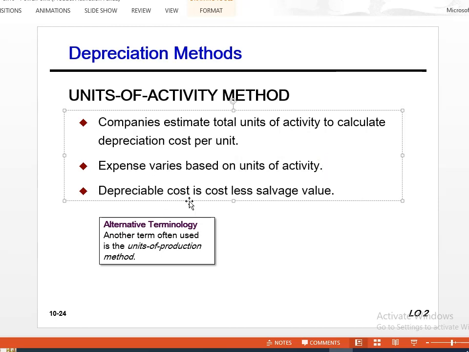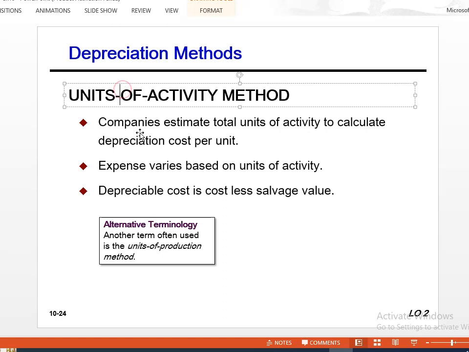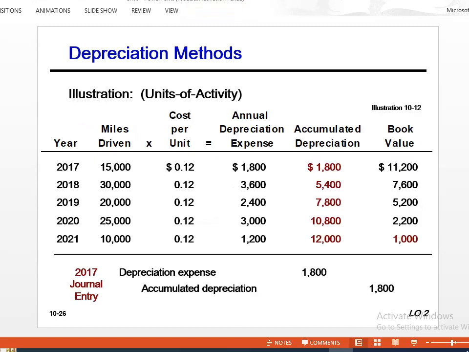We need depreciable cost. What is depreciable cost? That is cost less salvage value. Why do I need depreciable cost? Because I need to calculate depreciation cost per unit. We have another terminology we usually use for the unit of activity method, that is known as the unit of production method. Let's move towards the calculation for the depreciation under the unit of activity method.